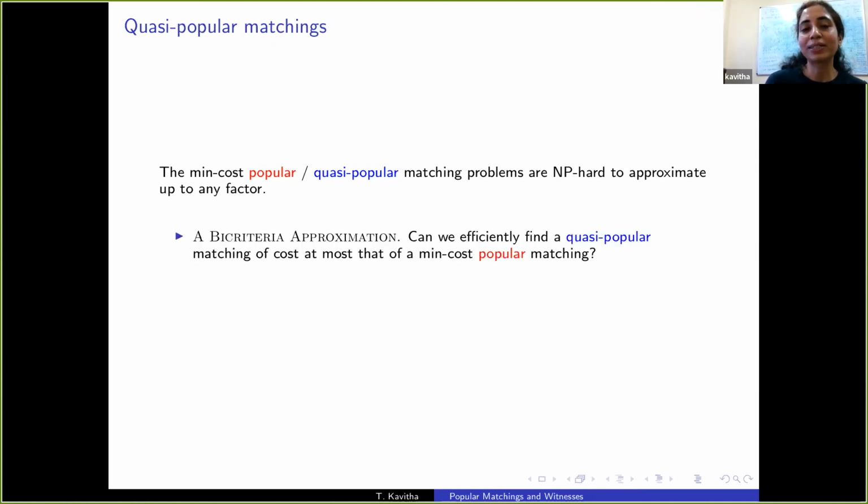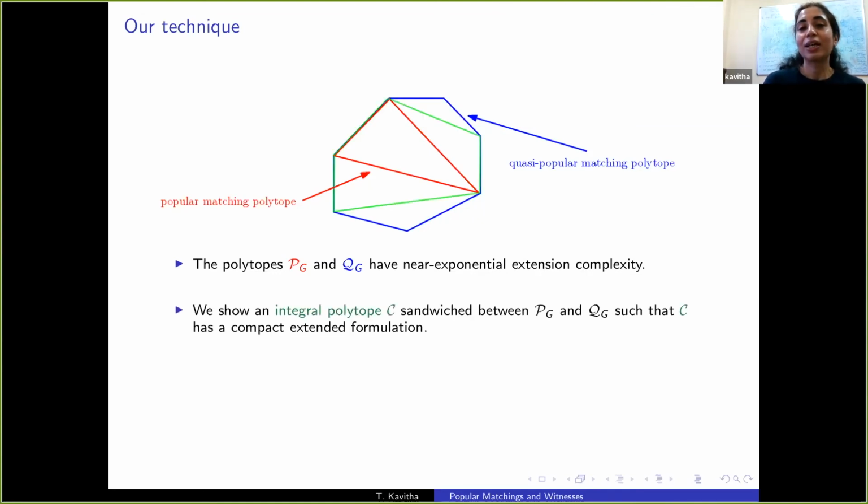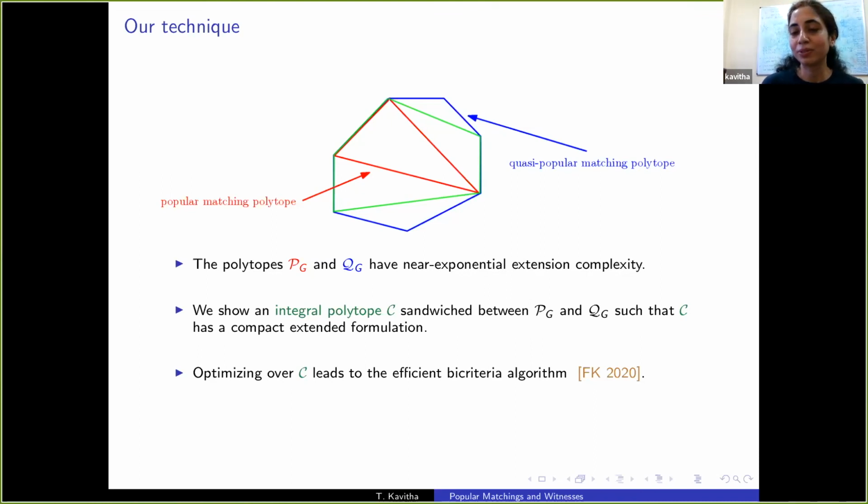So let's ask for a bicriteria approximation. Can we efficiently find a quasi-popular matching of cost at most that of a min-cost popular matching? And here we finally have a positive answer. The popular matching polytope and the quasi-popular matching polytope both have near exponential extension complexity. To describe these polytopes, we need exponential size. We're able to show an integral polytope sandwiched between these two that is easy to describe, and optimizing over this leads to that efficient bicriteria algorithm. This is joint work with Yuri Faenza.